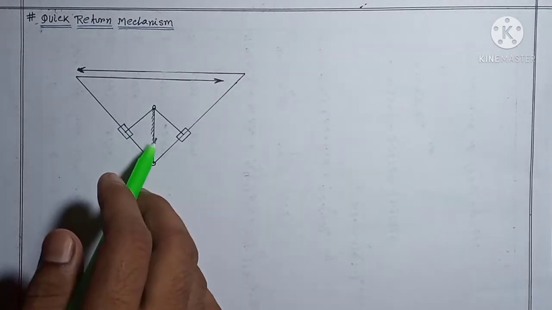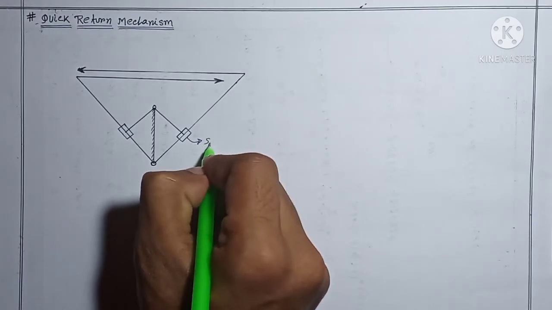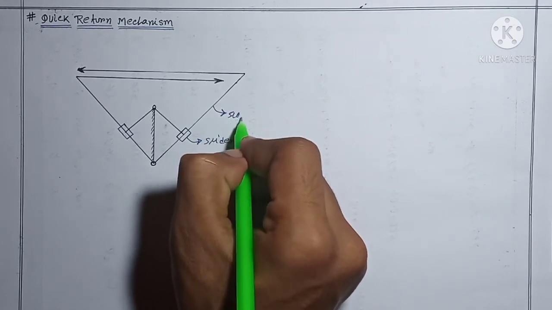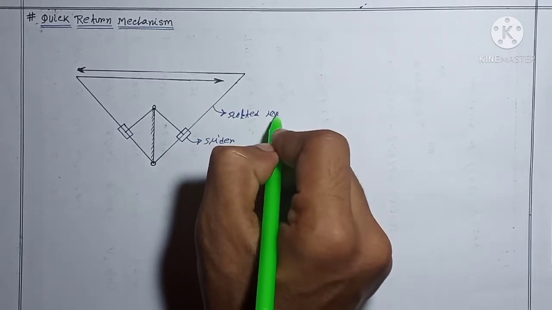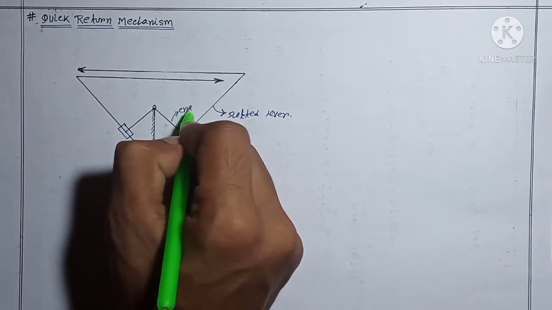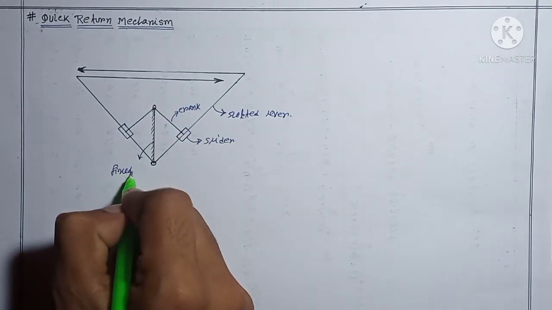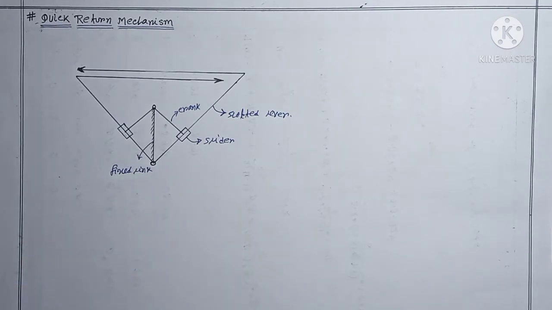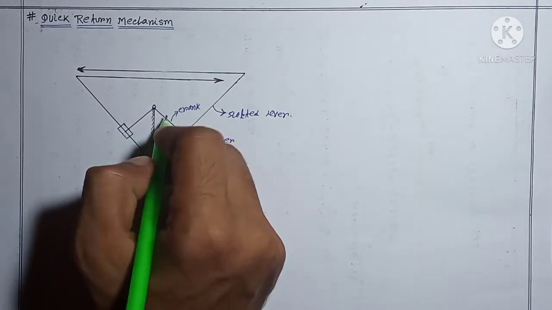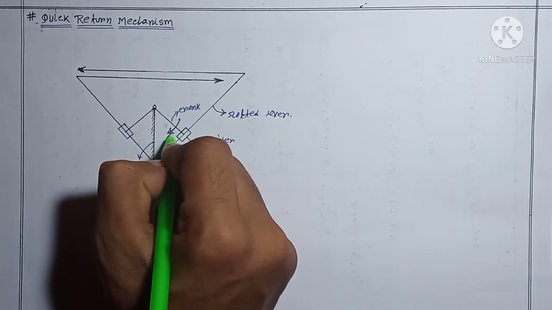First, this is basically the diagram of a quick return mechanism, where this one is the slider, this one is basically known as a slotted lever, this one is your crank, and this one is the fixed link. Now we are assuming the direction of rotation of the crank is clockwise.